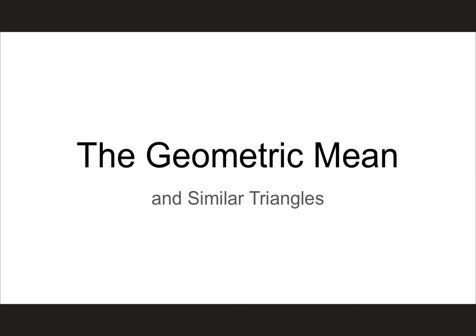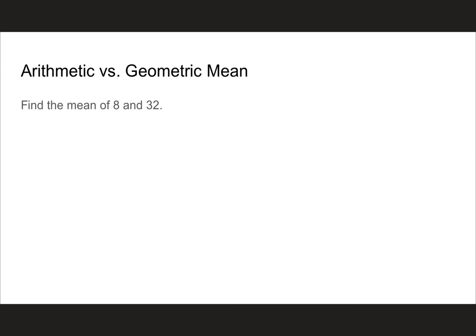Good morning, friends. We are here today to talk about the geometric mean and how it applies to similar triangles. So we're going to start off talking about the difference between arithmetic mean versus geometric mean. In the past, when you've learned about finding the mean or the average of two numbers, we've been talking about the arithmetic mean. That's where we add the numbers together.